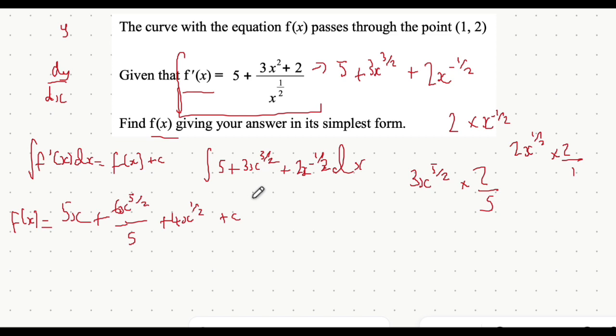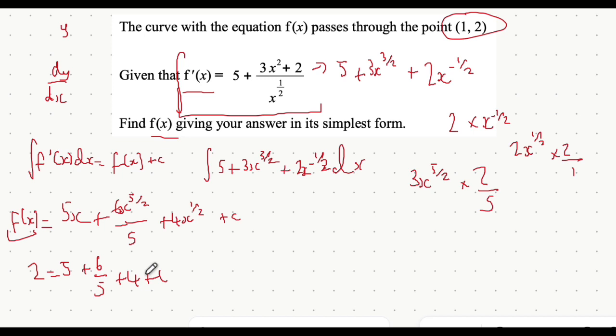How we do that is we use a coordinate that we know the curve definitely crosses through. And thankfully, it's told us a coordinate that the curve crosses through. That means that we can substitute y equals 2, or f(x), we can replace that with 2. And everywhere where there's x on the right-hand side of the equation, we can replace it with a 1. So 5x is 5 times 1. 6 times 1 all over 5 is 6 over 5. And 4 times the square root of 1 is just 4, and then plus c.